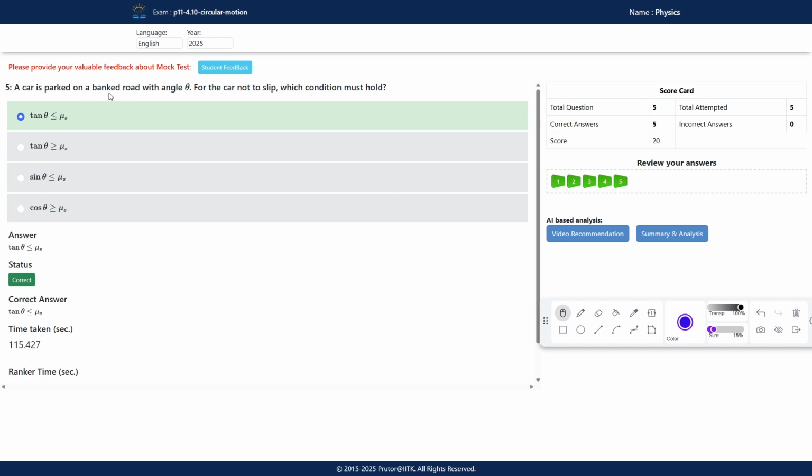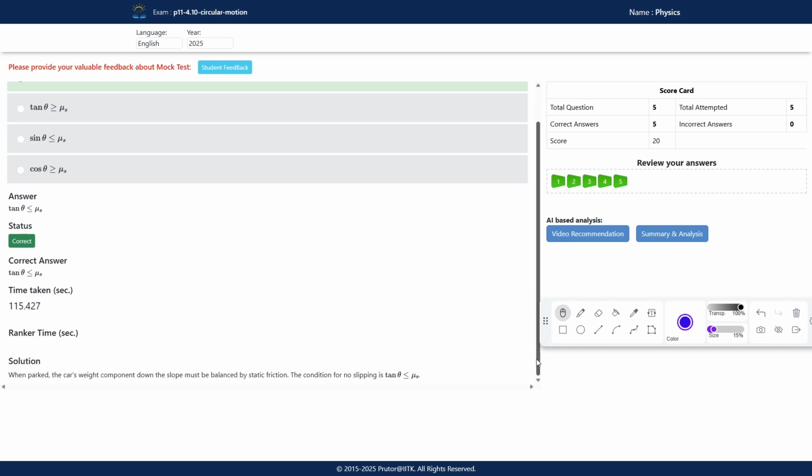A car is parked on a banked road with angle theta. For the car not to slip, the condition to hold is what? So that is this one, tan theta less than or equal to mu s. When the car is parked, the weight component down the slope must be balanced by the static friction. So the condition is this one. Clear?